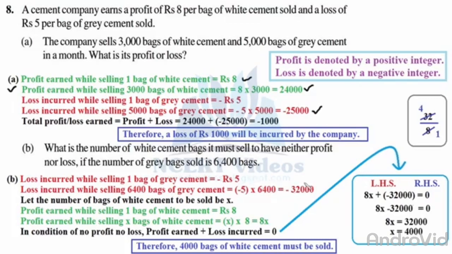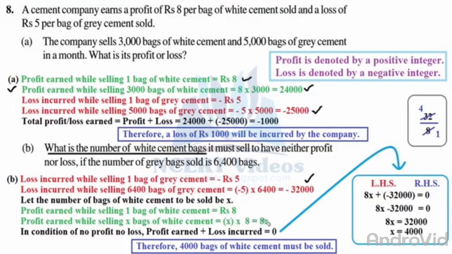So now we will take the number of bags of white cement to be x, because we don't know how much quantity is sold for white cement. But we know that profit earned while selling 1 bag of white cement is 8. Now we will multiply it, that is 8 into x. It will give us profit earned by selling x bags of white cement.